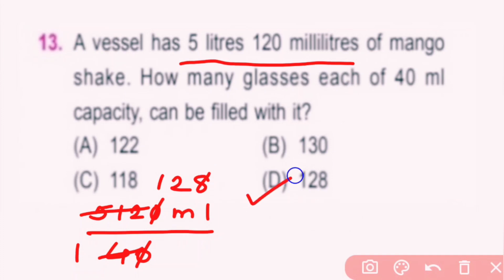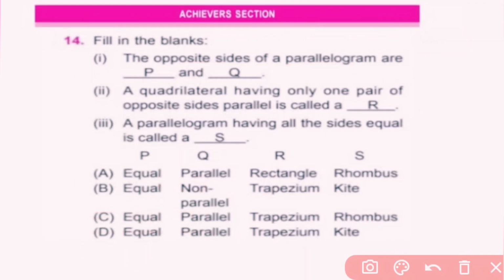D is the correct answer. Next section is achiever section. Question number 14. Fill in the blanks. Option 1. Opposite sides of the parallelogram are equal and parallel. Option 2. A quadrilateral having only one pair of opposite sides parallel is called a trapezium. Option 3. A parallelogram having all the sides equal is called the rhombus. So here C is the correct answer.